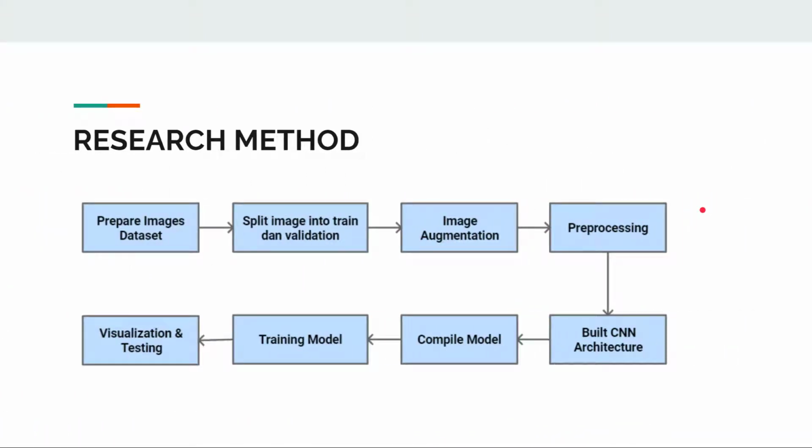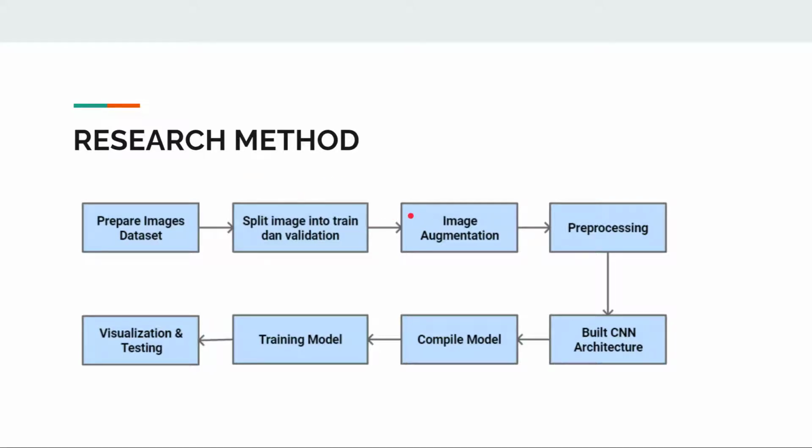The research method used in this research is a deep learning algorithm based on a convolutional neural network. The steps to implement this algorithm are: first, prepare the image dataset. The number of images used to train the model is 86 images for organic waste and 86 images for inorganic waste, so the total is 172 images. Second, split the images into train and validation directories. The percentage split is 90% for training and 10% for validation.